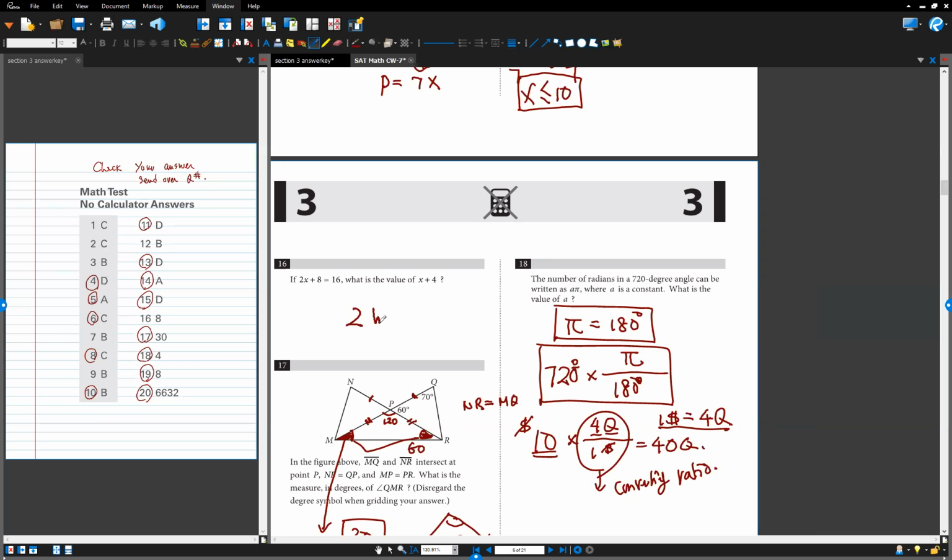Two hours, how many minutes? You know that 1 hour equals 60 minutes. So hour canceled out, you get 120 minutes.